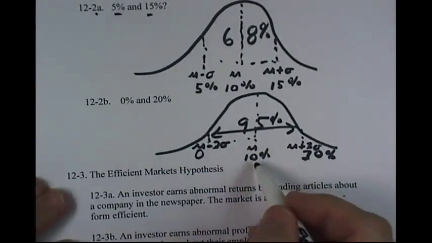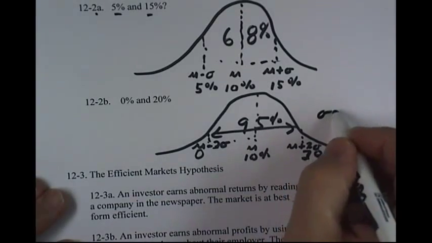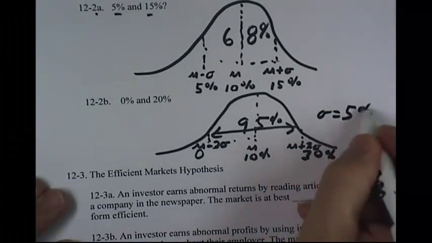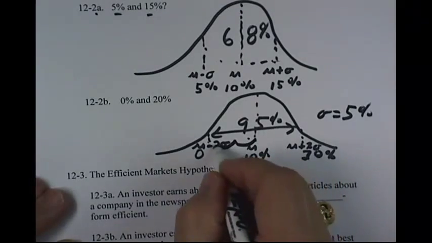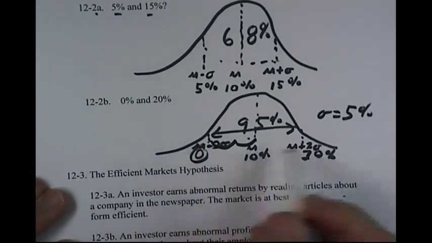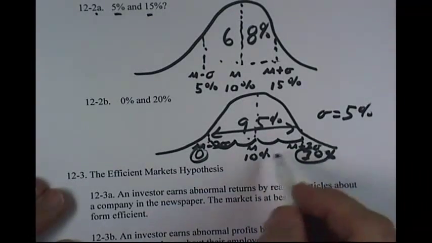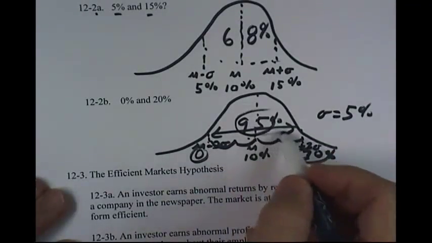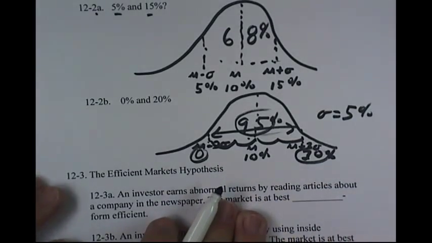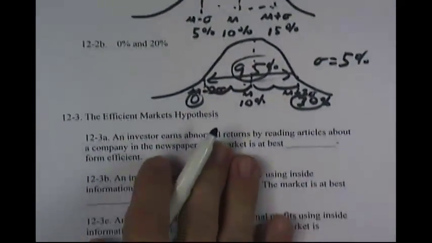So we started at the mean of 10%, and with a sigma still 5%, we had to go 2 standard deviations below the mean to get down to 0, and 2 standard deviations above the mean to get up to the 20%. And 95% of the probability falls between 0 and 20%.